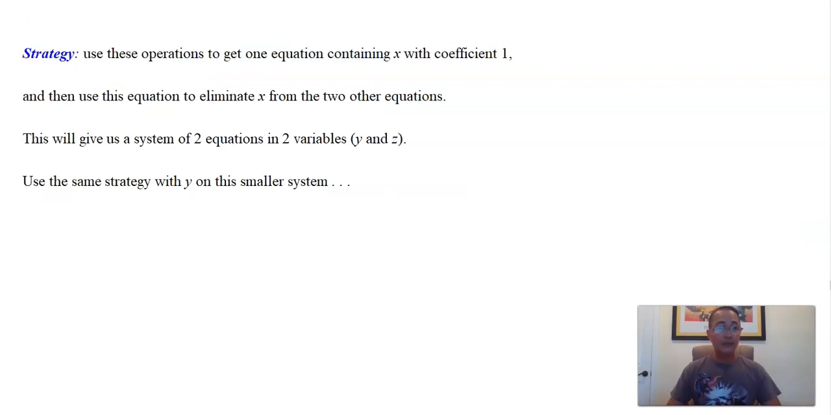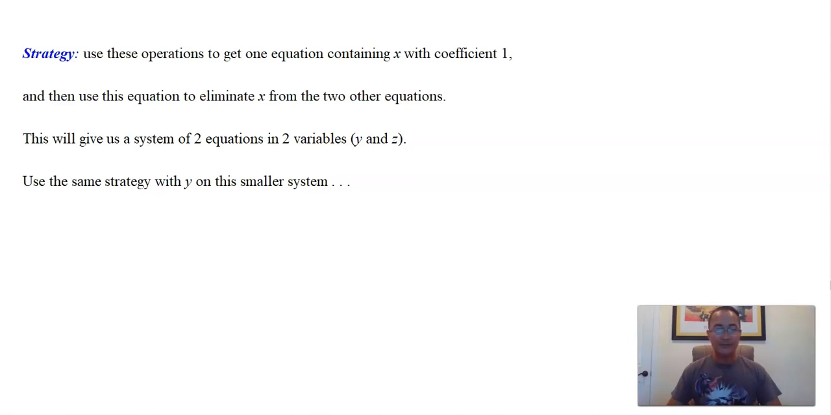Our strategy will be to use these three kinds of row operations to get one equation containing x with coefficient 1, and then we will use this equation to eliminate x from our two other equations. This way, we will get two equations in only the variables y and z. We will repeat the strategy so that we eliminate y from the third equation, and thus we will have only one equation in z, and then we can solve for z. Now, to actually perform the computations, we will get a little bit of help from the internet.